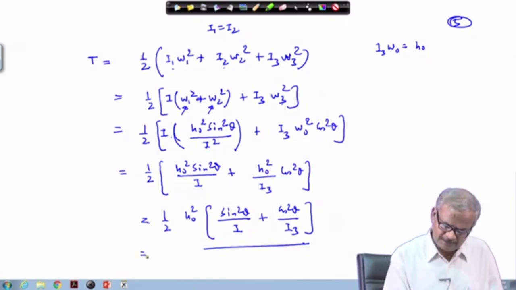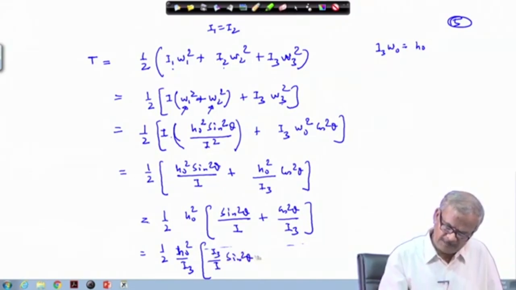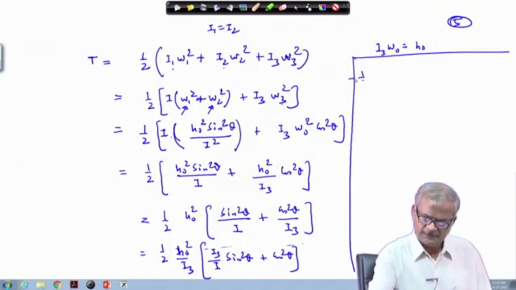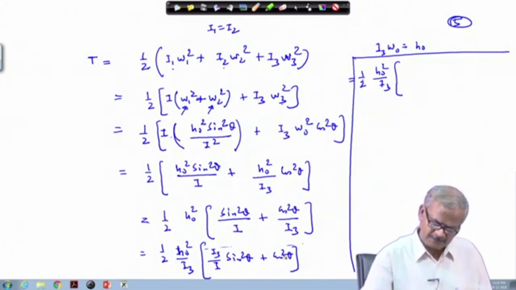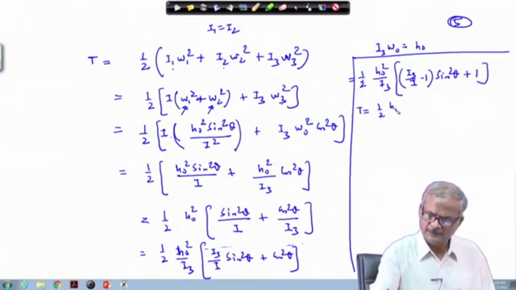And if we take outside the quantity I 3, this will be H 0 square divided by I 3 times I 3 divided by I sin square theta plus cos square theta. We can rewrite this, equal to 1 by 2, with cos square theta written in terms of sin square theta, so this will be 1 minus sin square theta. So, this will become I 3 divided by I minus 1 sin square theta plus 1. So, this is your T, T equal to 1 by 2 H 0 square divided by I 3 times I 3 by I minus 1 sin square theta plus 1.